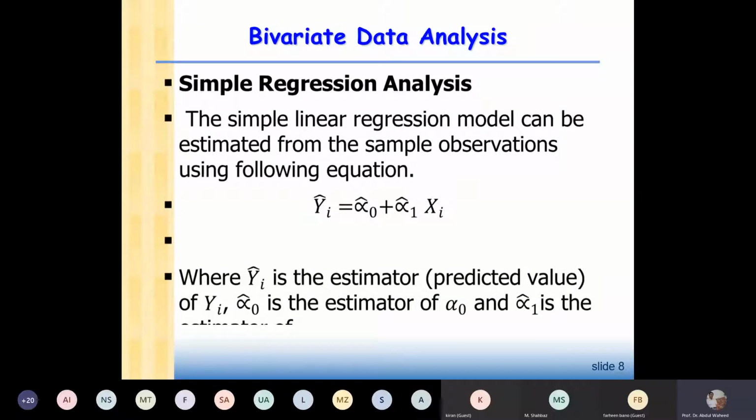What is the meaning of BLUE? Anyone can say? BLUE. Least square.